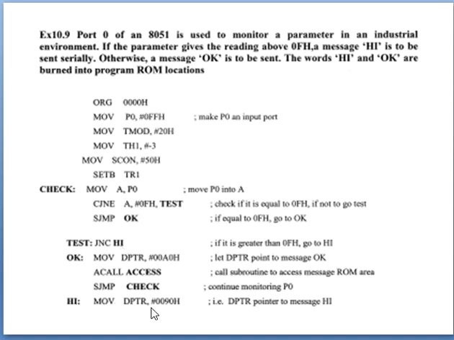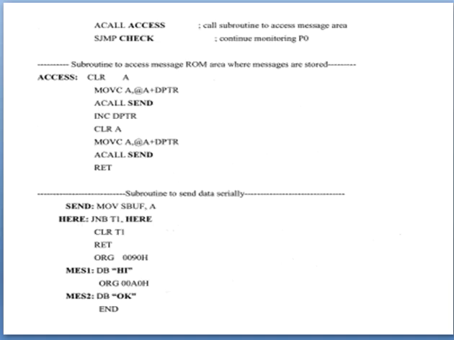MOV DPTR, #0090h. We are going to see what is there at 0090h. We can see here, right? At 0090h, you can see we have a variable called MES1. MES1 colon DB 'HIGH'.